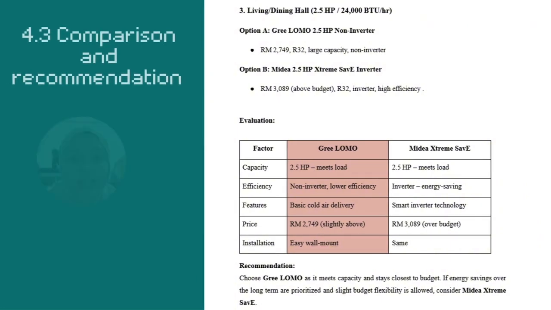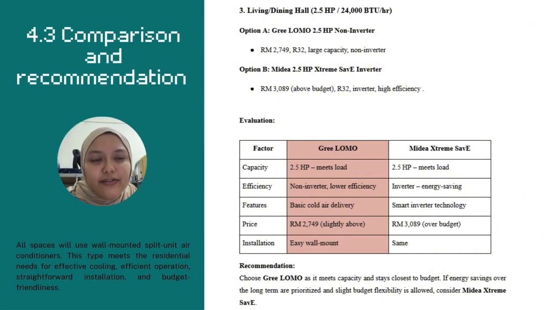So for the next floor, the living and dining hall with 2.5 HP or 24,000 BTU per hour. For this large space, we compare the Gree Lomo 2.5 HP non-inverter and the Media Extreme Save 2.5 HP inverter. The Gree unit is slightly above budget at RM2,749 but it delivers the required capacity.